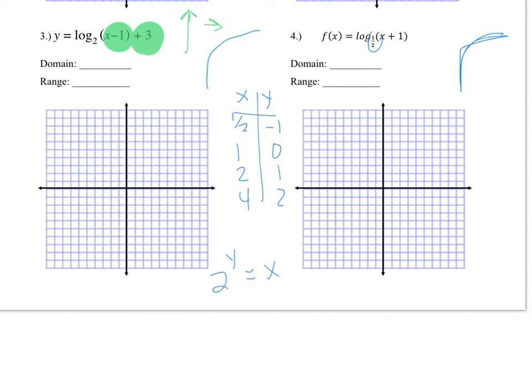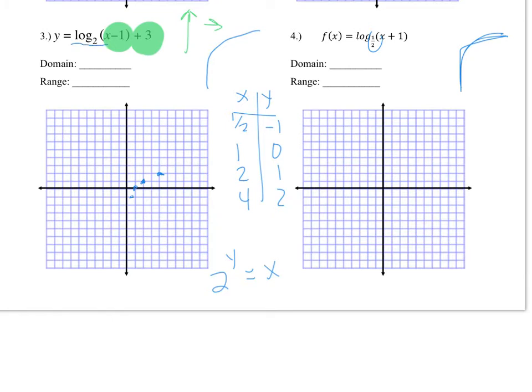So now as we start to plot these points, 1 across, 0 up puts us here. A y value of negative 1 puts me at 1/2. Try to get a dot there about halfway. 2 over 1 up. And 4 over 2 up puts us here. So now those points are the parent graph for log base 2 of x.